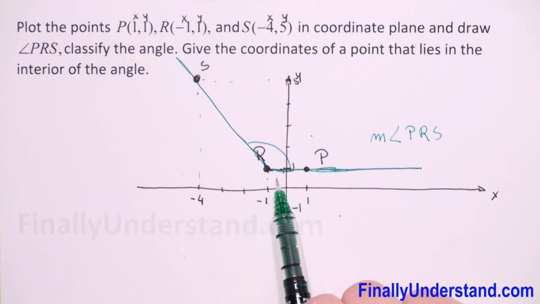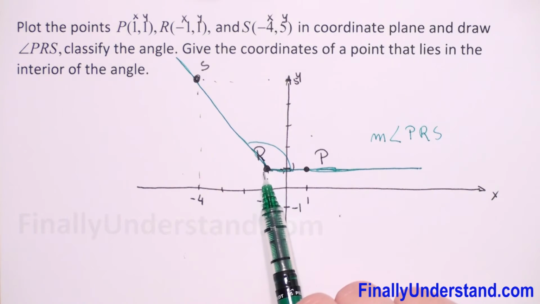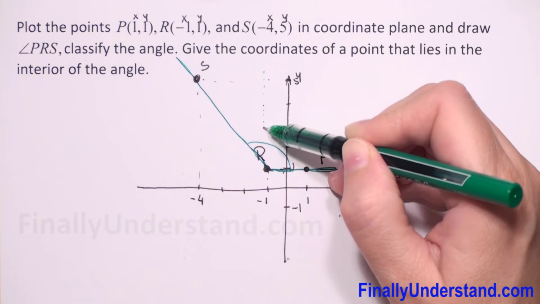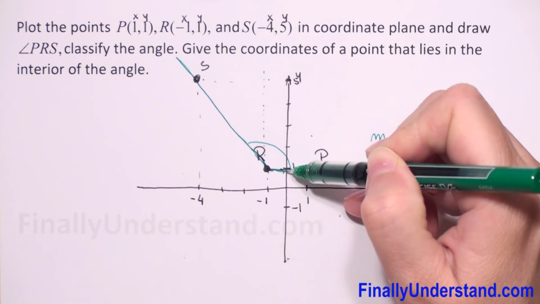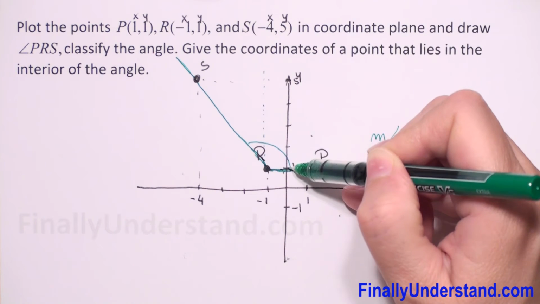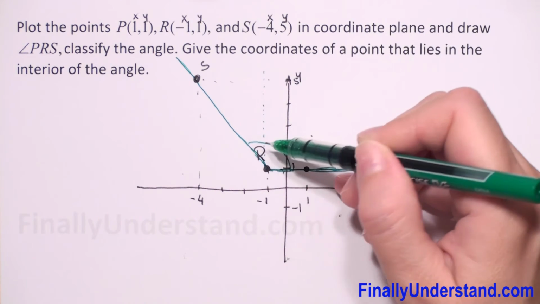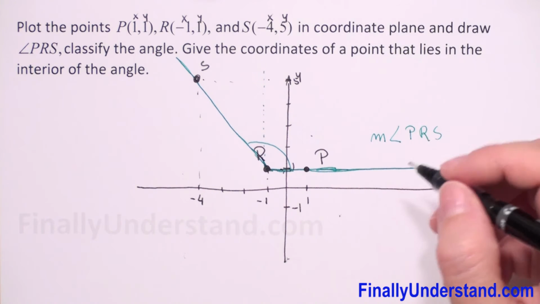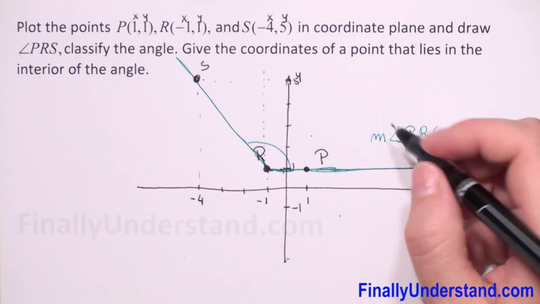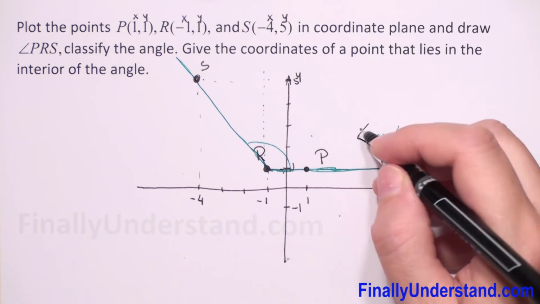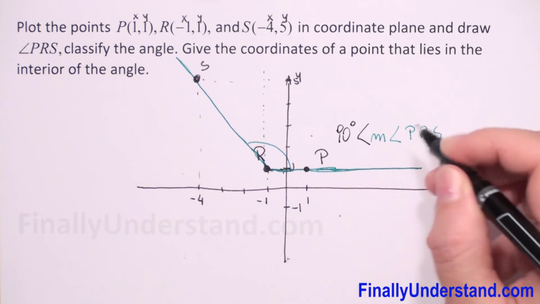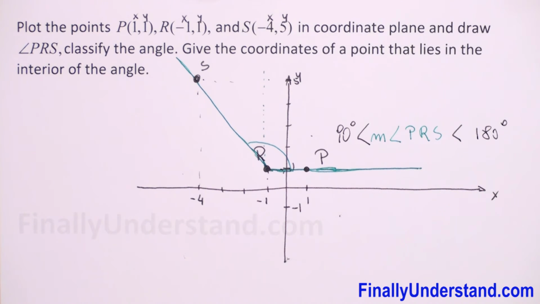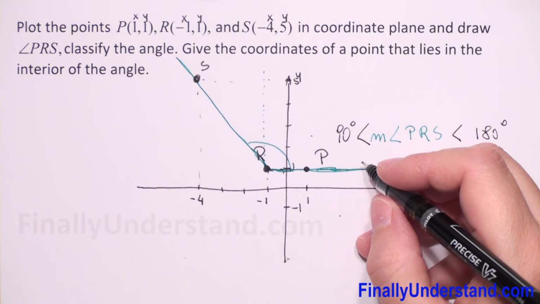We see it is greater than 90 degrees because when we draw here a parallel line to the y-axis, this angle is 90 degrees and we have more than 90 degrees. So our angle is obtuse. So we can write the measure of our angle is greater than 90 degrees and less than 180 degrees. That's why our angle is an obtuse angle.